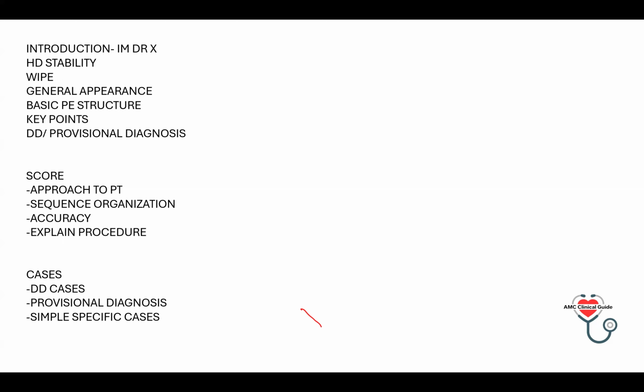So you have to examine in a sequence, rather than doing one thing and then another thing, then you forgot one thing, then you go back and ask that. If you skip things and then ask again, then your sequence is not there. And also you have to tell the accurate thing. If you tell something false, then you will be marked negative. And then explain the procedure to the medical student in a way that he can understand.